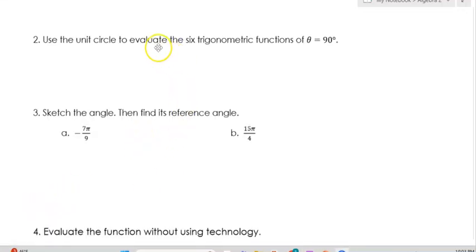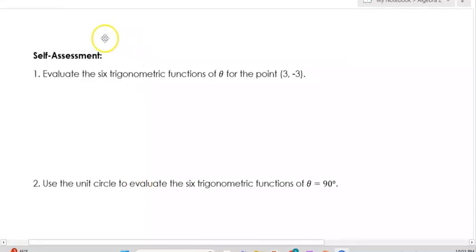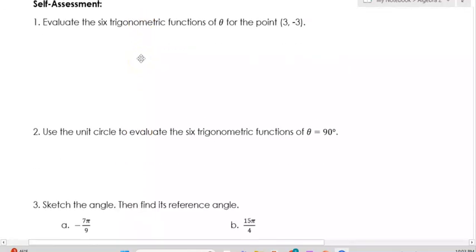All right, so I'd like to go over here and just try the self-assessment, numbers 1 and 2. So go ahead and give them a try, pause the video, and then we'll come back on and I'll give you the answers.